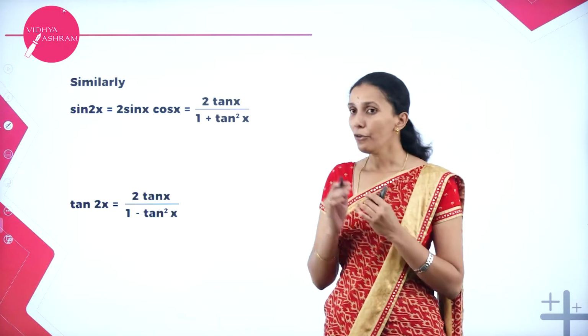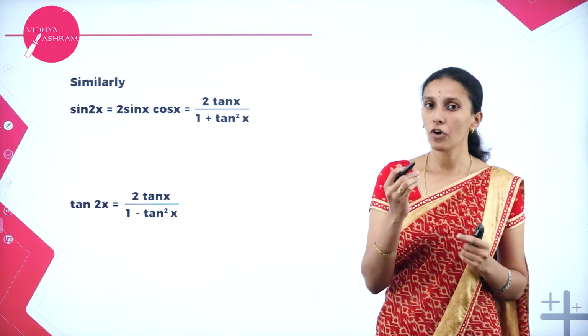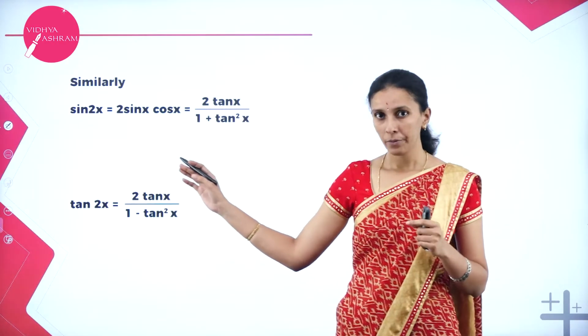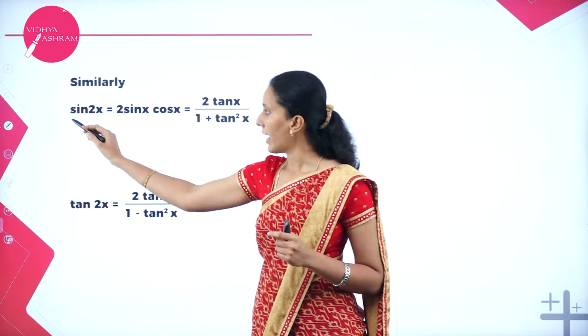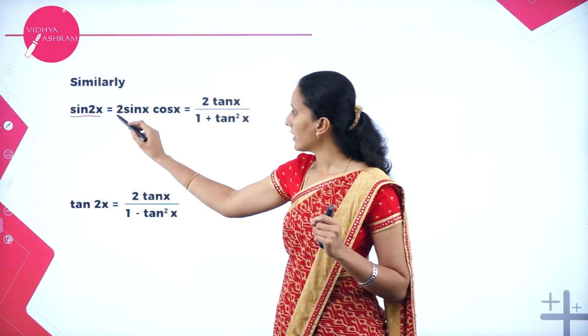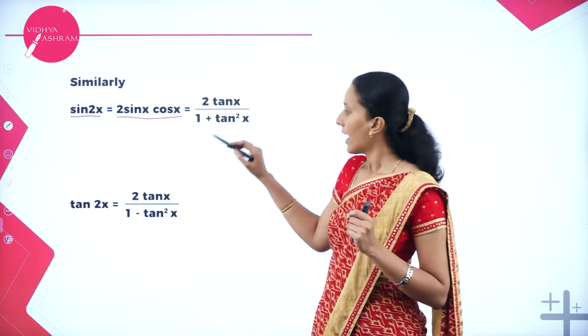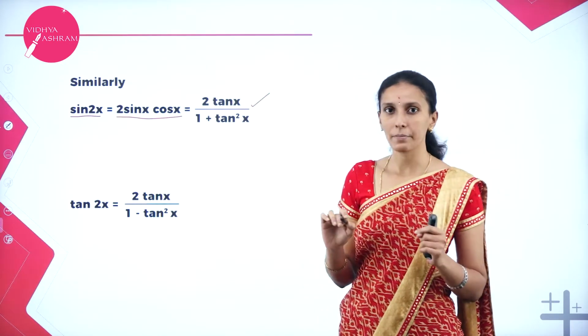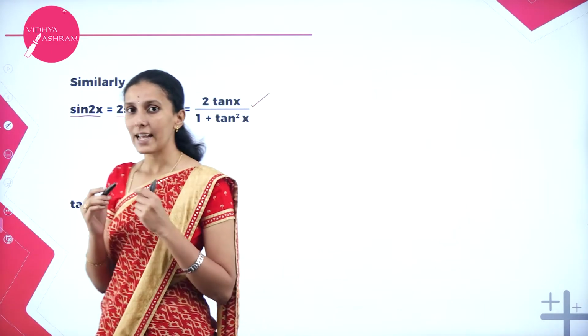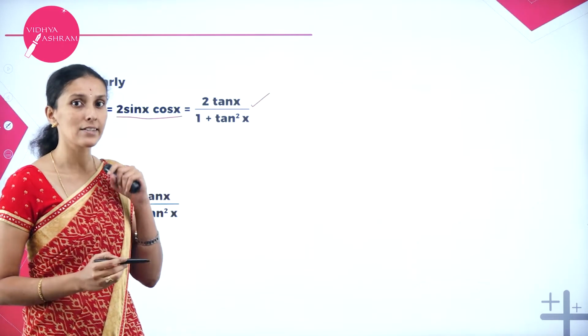Next one, how we have to prove the functions of sin 2x. In the same way, sin 2x can also be proved. So look here, we have sin 2x. We have two formulas for sin 2x. One is 2 sin x cos x and the other one is 2 tan x by 1 plus tan square x. Let me prove it. How will I get sin 2x equal to 2 sin x cos x?